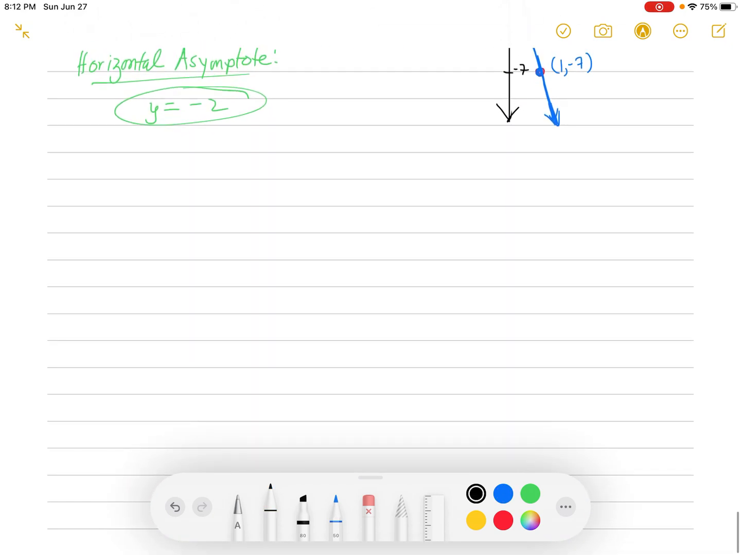Now let me write down these key points. We had a key point at what? 0, negative 3, that was our y-intercept. And the other key point was 1, negative 7. Okay, what else do we want to do? Number 4.